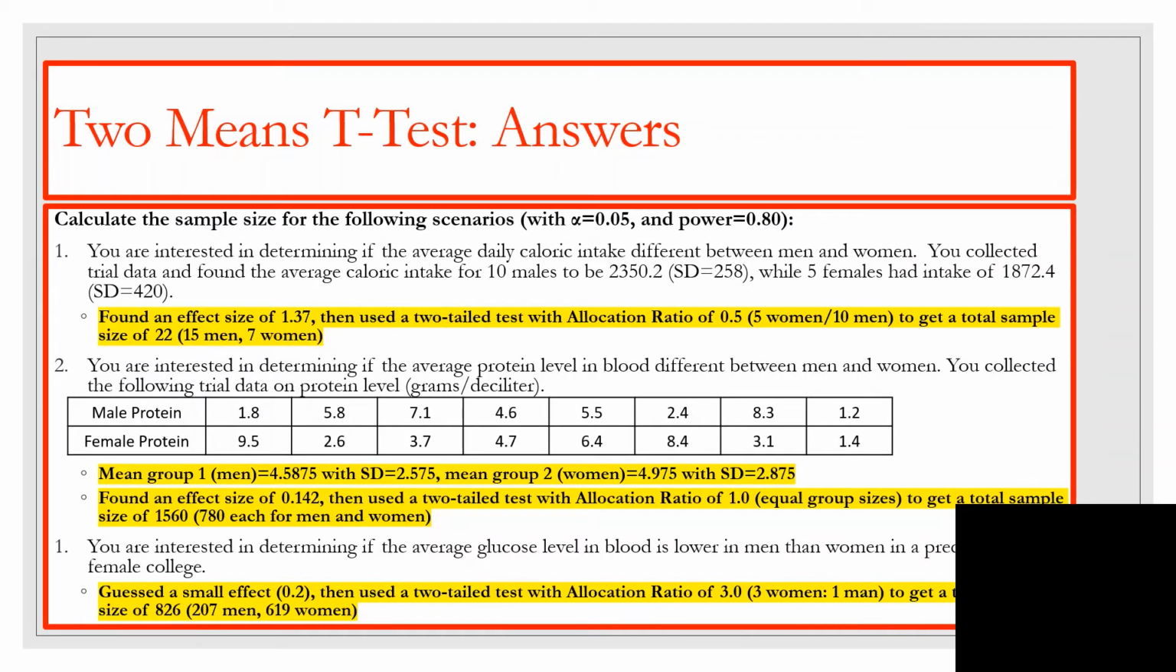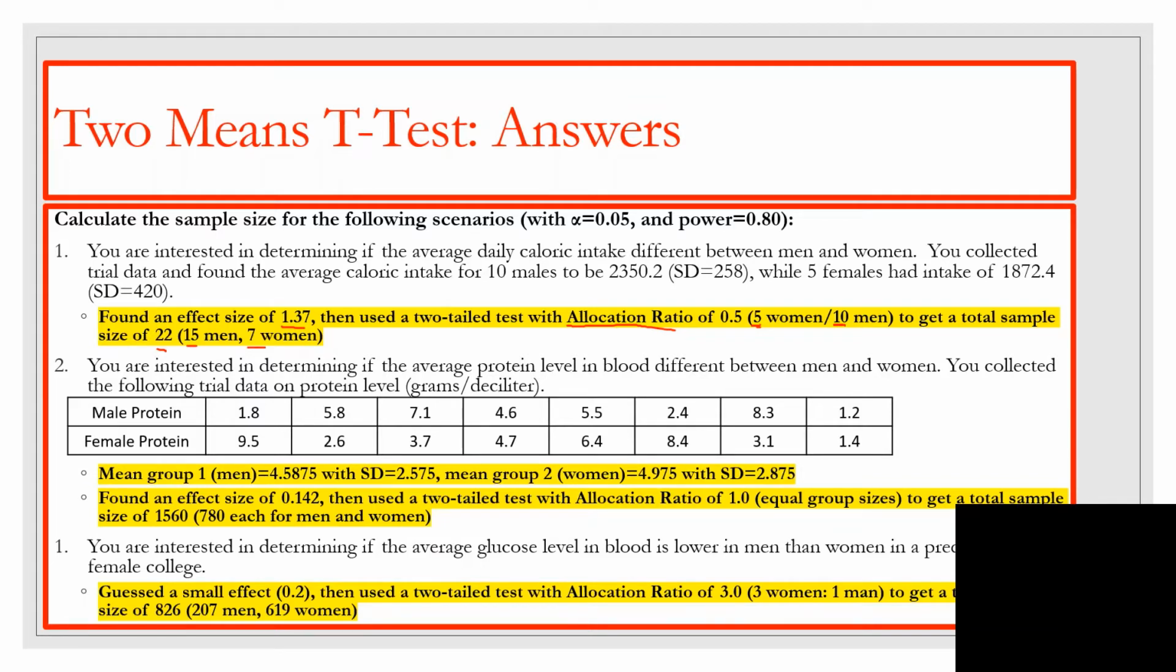Looking at the answers, first question, we're given both size, mean, and standard deviation. So I can plug in to get an effect size of 1.37. And now the allocation ratio is actually different than 1 because there are only 5 women and 10 men, so twice as many men as women, so the ratio is 0.5. And I get a total sample size of 22. And now we see here the sizes for men and women are different.